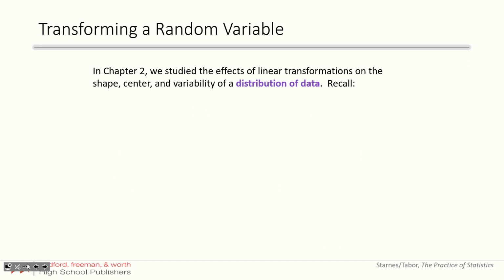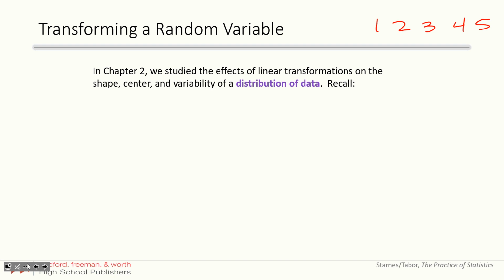In chapter 2, we studied the effects of linear transformations on the shape, center, and variability of a distribution of data. Meaning, if I have a set of data, for example, something like 1, 2, 3, 4, 5. If that's my set of data, I could say the mean is 3, the median is 3. I could find the standard deviation, the IQR, all this stuff.